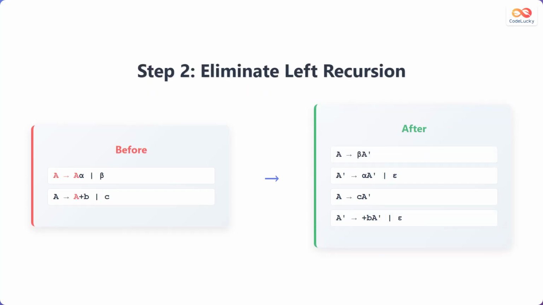The next step is to eliminate left recursion. On the left, we have grammar rules that exhibit left recursion. For example, A derives A alpha or beta, where A derives A plus B or C. To eliminate this left recursion, we transform the grammar into the rules on the right. After eliminating left recursion, we have A derives beta A prime, and A prime derives alpha A prime or epsilon. Applying this transformation to the example, we have A derives C A prime, and A prime derives plus B A prime or epsilon. This ensures that the grammar no longer has left recursion.